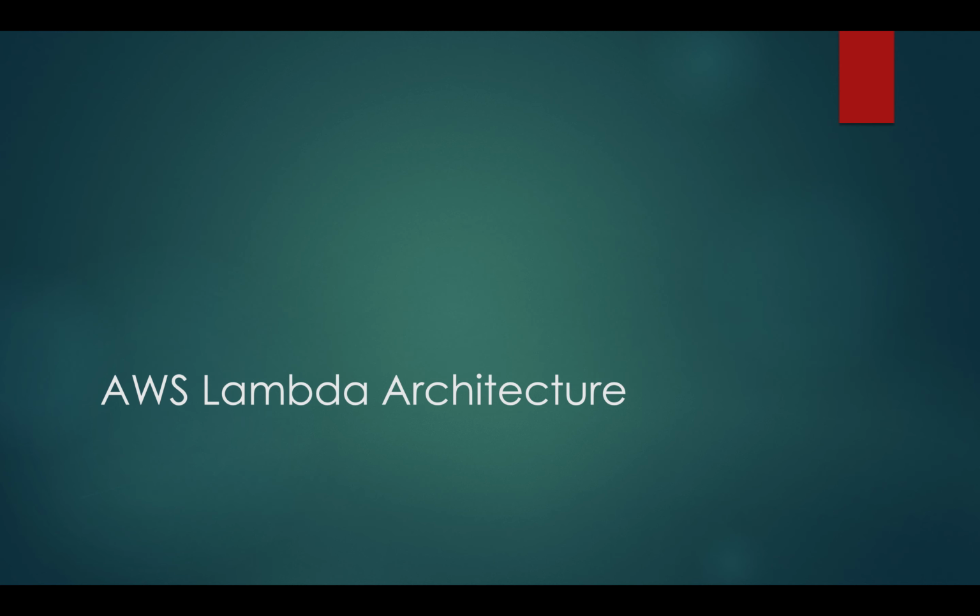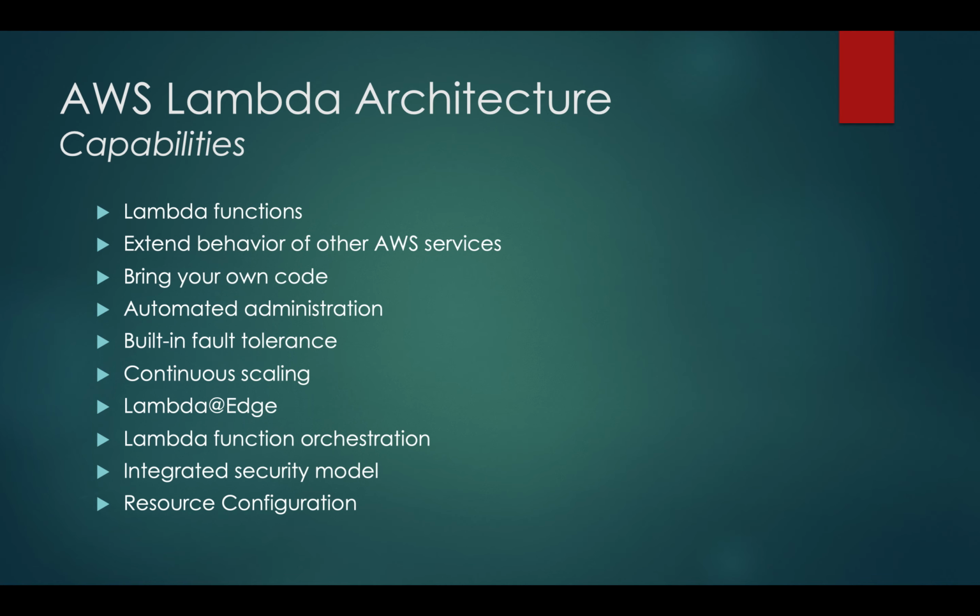Now taking a closer look at the architecture of Lambda. Lambda has a bunch of different capabilities, and I'm just going to talk about each of these briefly. So Lambda functions is the first one. We've already seen what a Lambda function is. You get to focus just on your code and what application needs to be done there. You can store several different Lambda functions and configure them to be triggered accordingly.